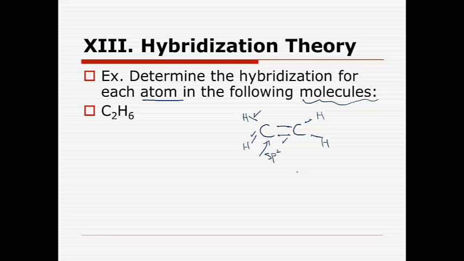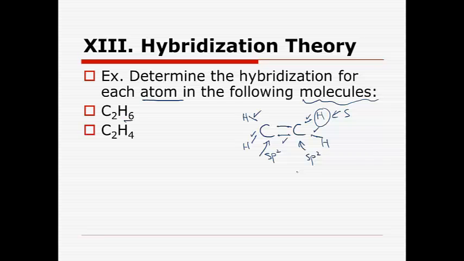Okay, this other carbon, same thing. 1, 2, and you count only 1 of them. So that's also an sp2 hybridization. And the hydrogen only has 1 bond, so this is basically just an s orbital. Okay, this is C2H4.